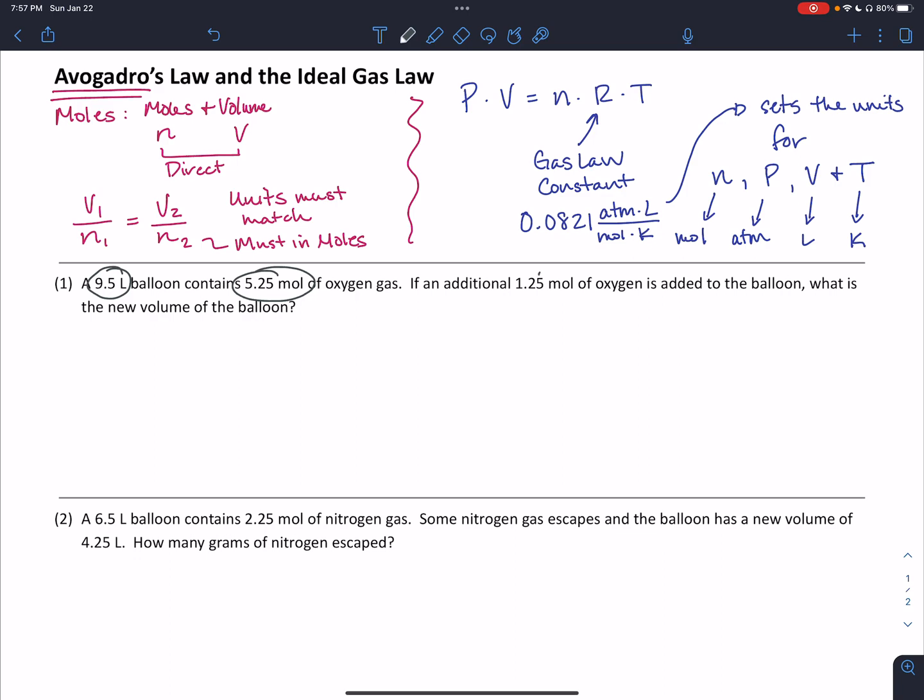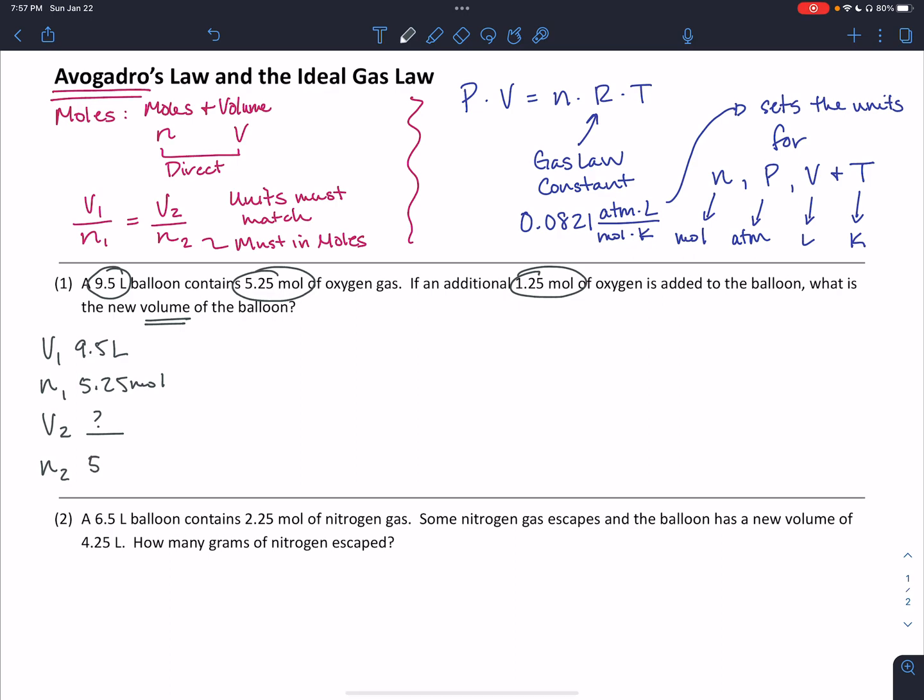If an additional 1.25 moles of gas is added, what is the new volume? All right, so if we list out what we know, we have a volume value of 9.5 liters, and along with that, we have an amount of gas at 5.25 moles. The question wants to know what is the new volume if we add in 1.25 moles of gas.